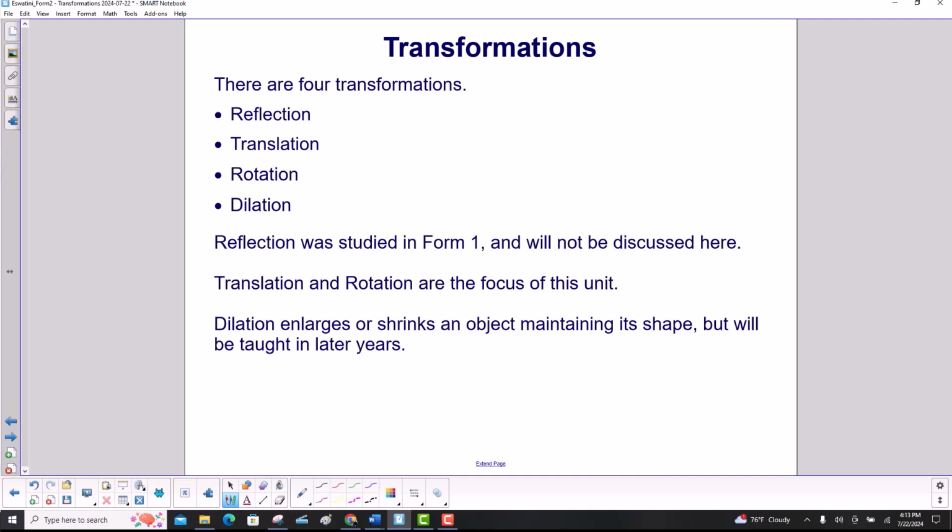Reflection was studied in Form 1 and will not be discussed further here. Translation and rotation are the focus of this unit. Dilation enlarges or shrinks an object, still maintaining its shape, but will be taught in later years.